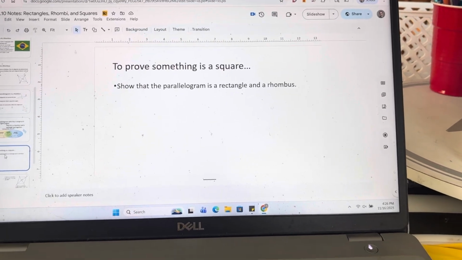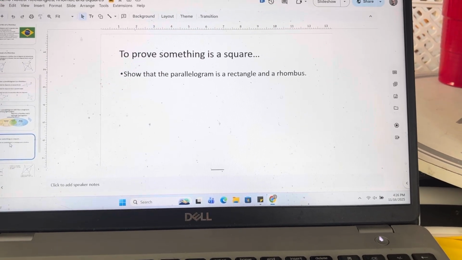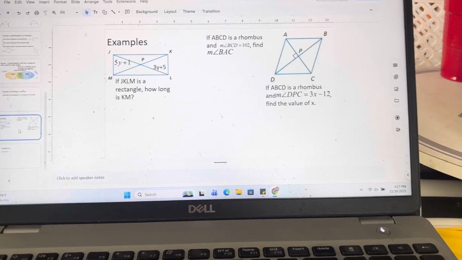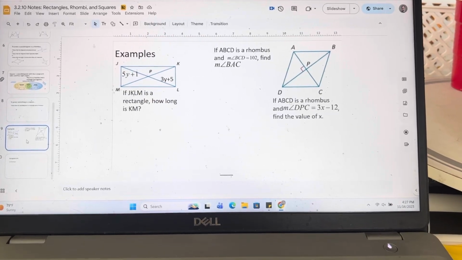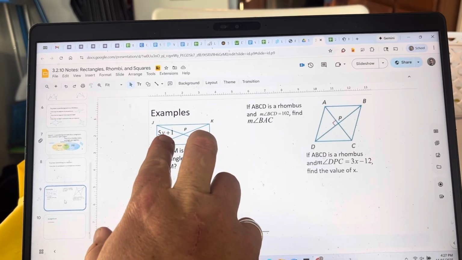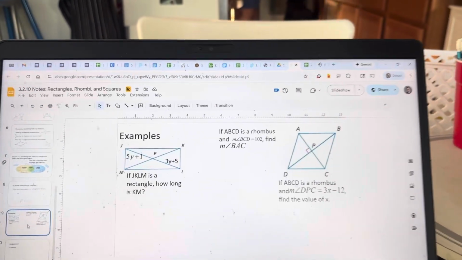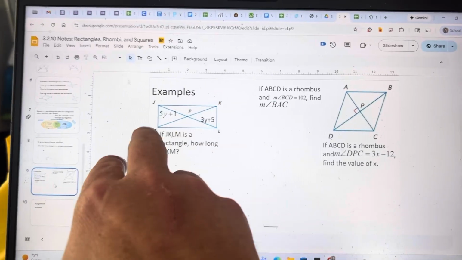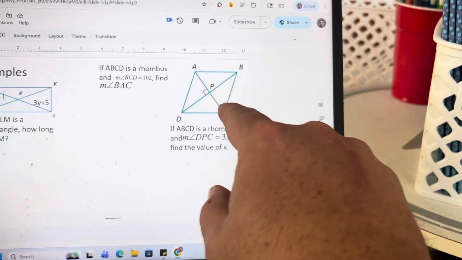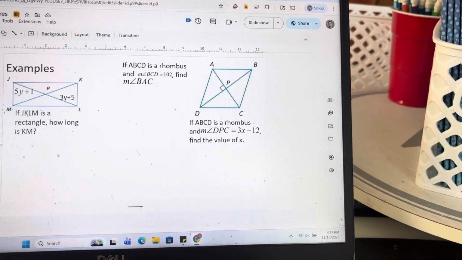It doesn't seem like there's much to do here when it comes to the square, but it's actually more steps, because you have to remember what's going to make something into a rhombus and what's going to make something into a rectangle, and it has to do both. On this one, if JKLM is a rectangle, how long is KM? You would have to remember that these two are going to be congruent to one another because the diagonals bisect each other. You figure out those diagonals, you figure out the value of y, you put it in, and then KM is going to be congruent to the other one. If this is a rhombus and the measure of BCD is 102, find BAC. Again, we should find this bisecting, and the same kind of thing over here.